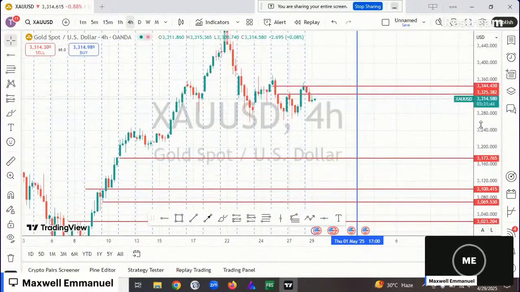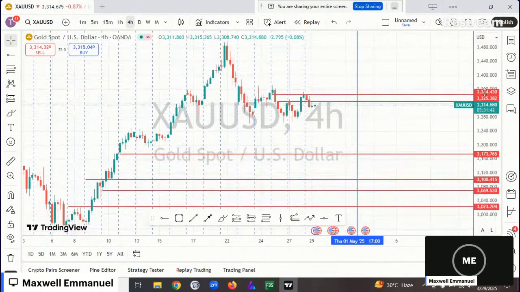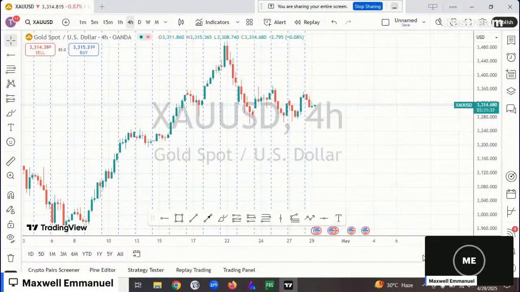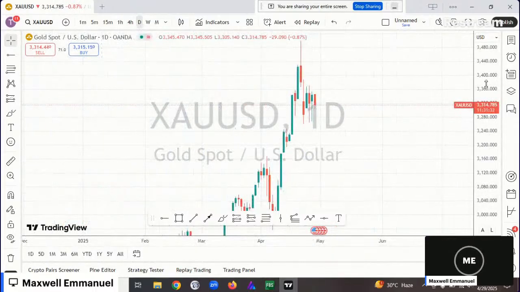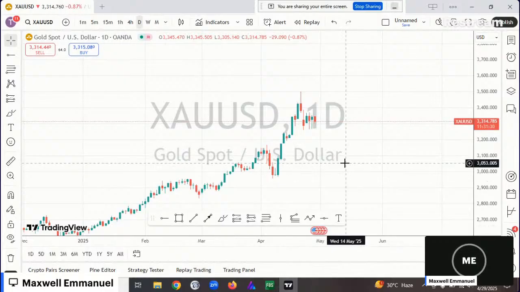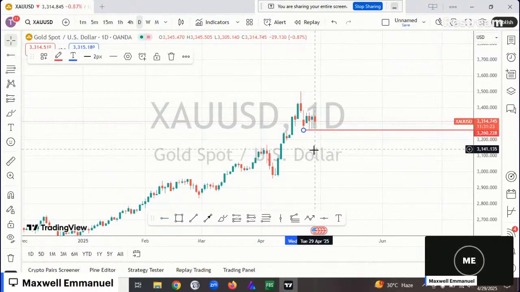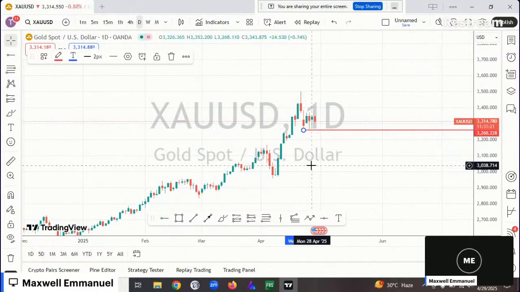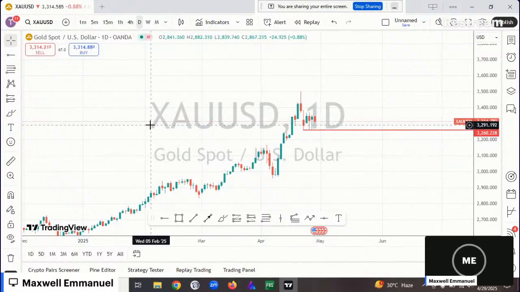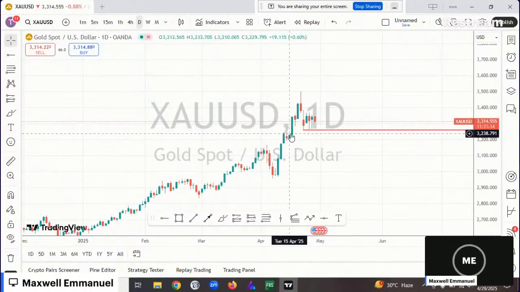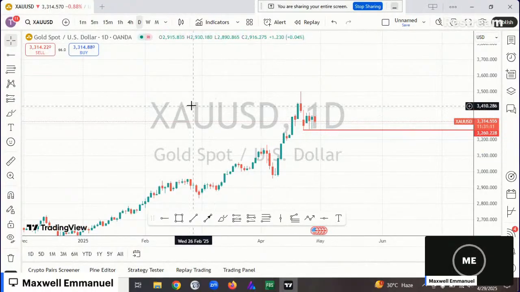Gold is likely going to buy today. From what I've seen on the charts, gold is likely going to buy. Let's start with the daily. I'm still expecting gold to clear the lows here, this liquidity that's created. But for today's market, it's likely going to buy. You can see it should come clear this low and fill this fair value gap. That's my expectation on gold for the week.